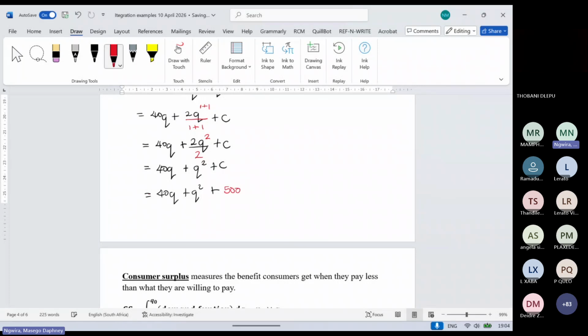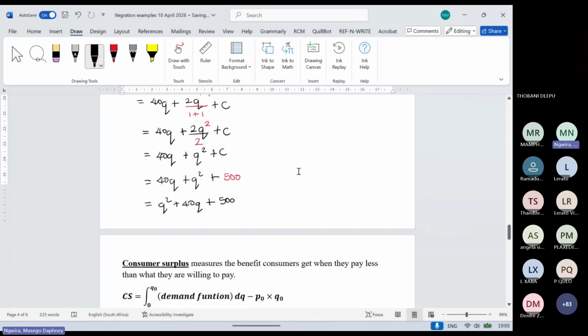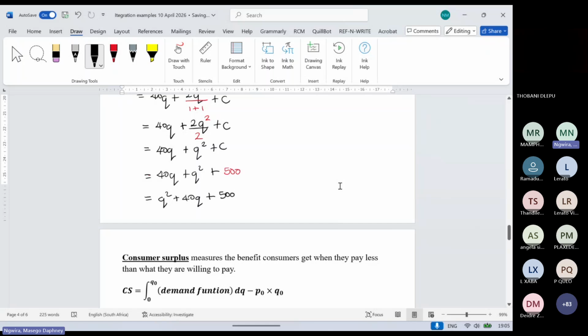So you can rewrite this in descending order. It's up to you. You can say q squared plus 40q plus 500. No number is moving left and right. So you can't say the other one is going to be negative. Please, the numbers are not moving left and right. I'm just moving them from here. There's no jumping over the equal sign. Okay. All right. Yes, questions?